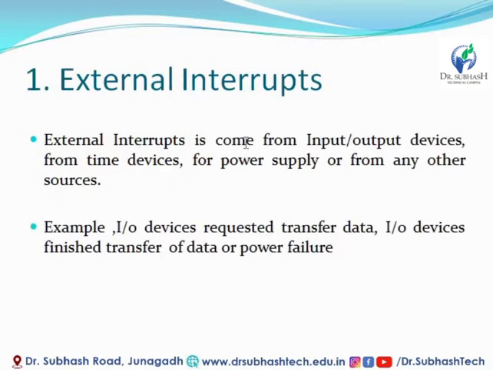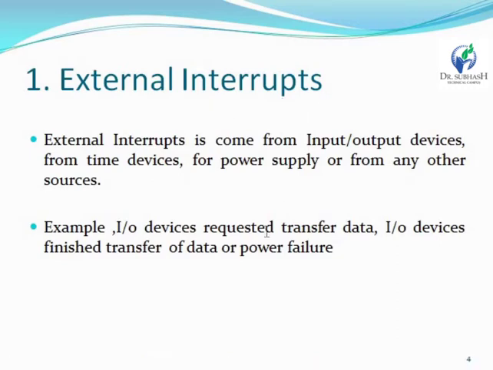External interrupt comes from input output devices, from a timing device, from the power supply, or from any other source. For example, an IO device requests to transfer data, an IO device finishes the transfer of data, or a power failure. So what is an external interrupt? For example, if the power fails, then data transfer stops. This does not come from the computer itself, so this is called an external interrupt.